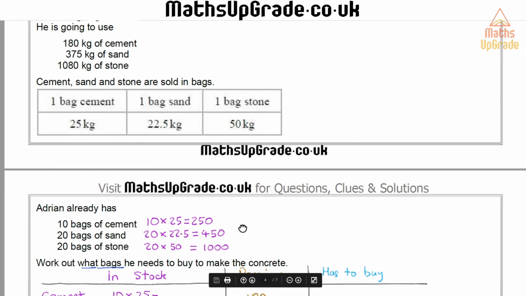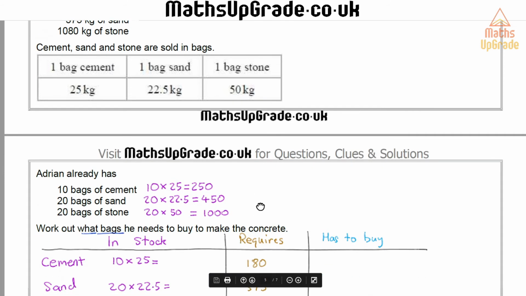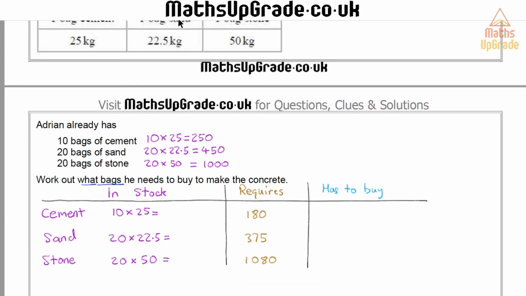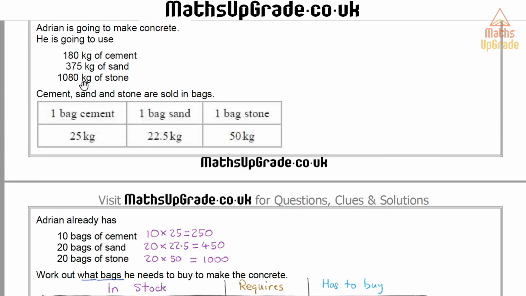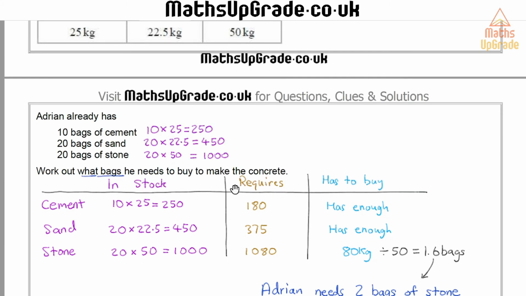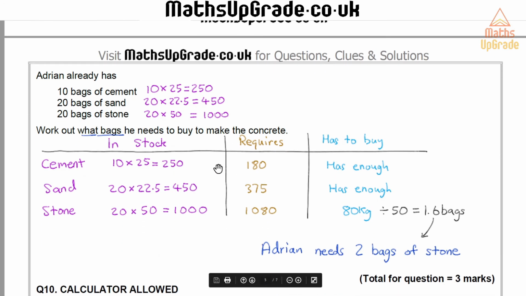We need to work out what he needs to buy to make the concrete. So in stock, he's got that amount there, and it requires these amounts. So I've listed those in a little table here. So then I just compare these quantities. So cement, he's got enough. Sand, he's got enough. But stone, he needs another 80 kilograms.